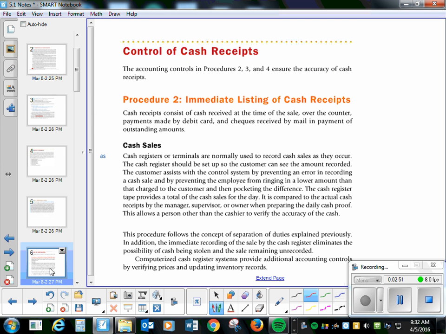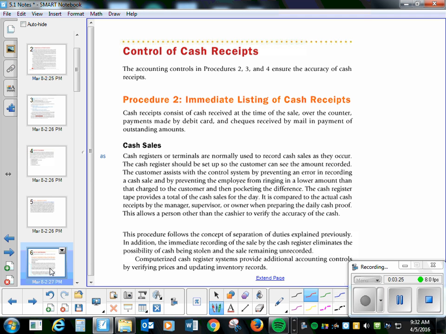The second is immediate listing of cash receipts. Cash receipts consist of cash received at the time of the sale, over the counter, payments made by debit card, and checks received by mail in payment of outstanding amounts. Cash registers or terminals are normally used to record cash sales as they occur. The cash register should be set up so the customer can see the amount recorded. The customer assists with the control system by preventing an error in recording a cash sale and by preventing the employee from ringing in a lower amount than charged to the customer and then pocketing the difference.